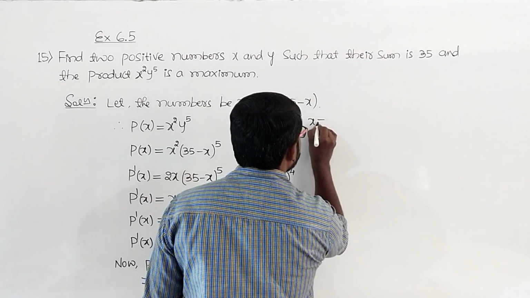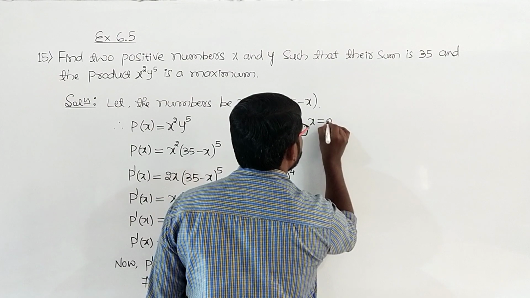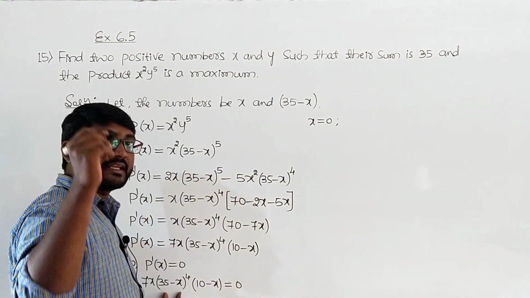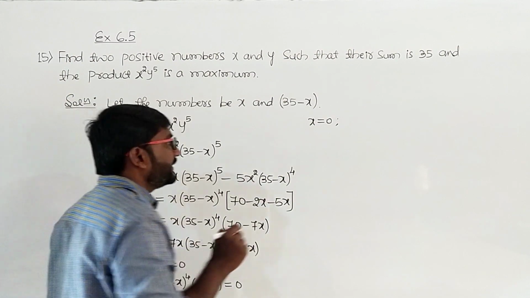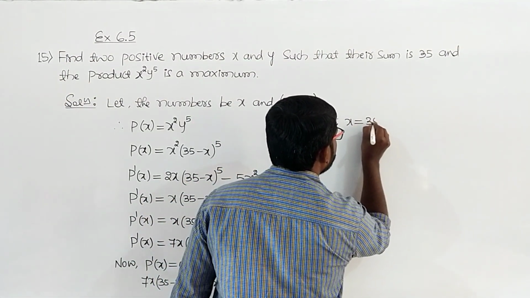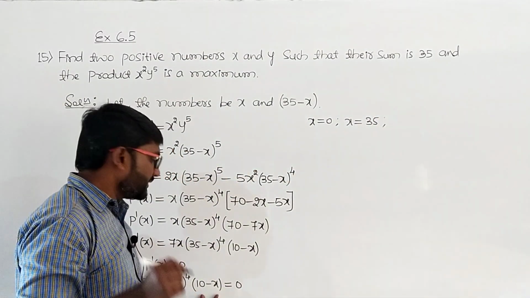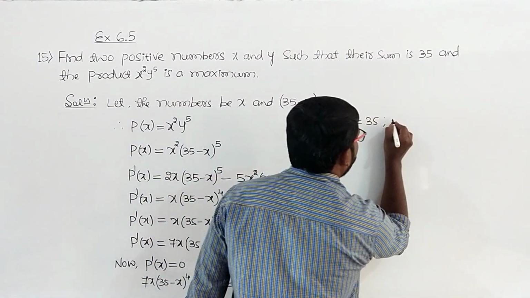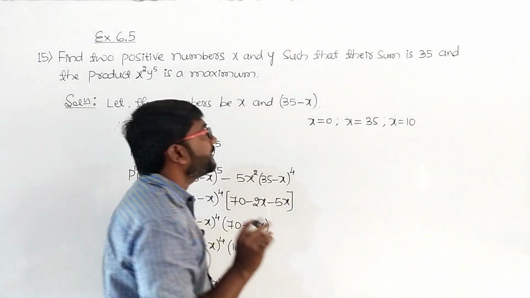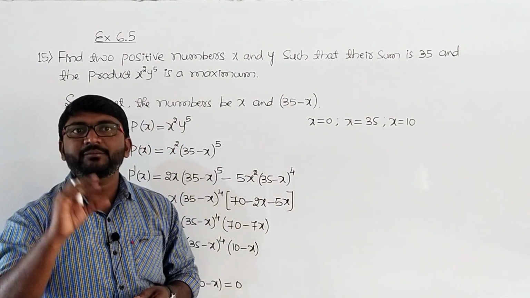x equal to 0, and then equate this with 0. 35 minus x to the power 4 equal to 0 means x equal to 35. You get x equal to 35, and then what is the other point? 10 minus x equal to 0 means x will be 10. So we have got 3 critical points. So which one are you going to consider now? That is the main question here.